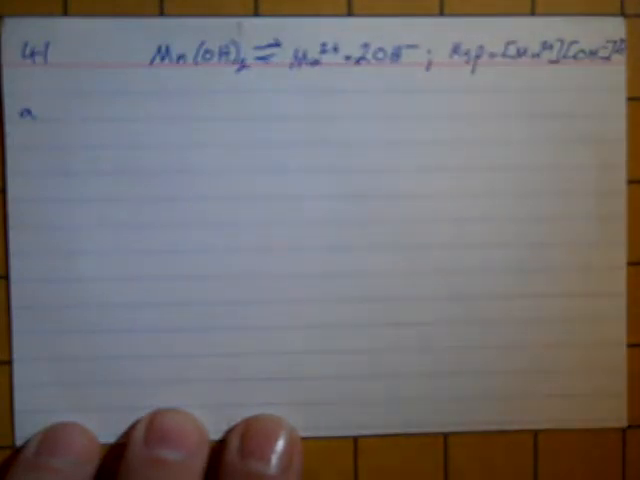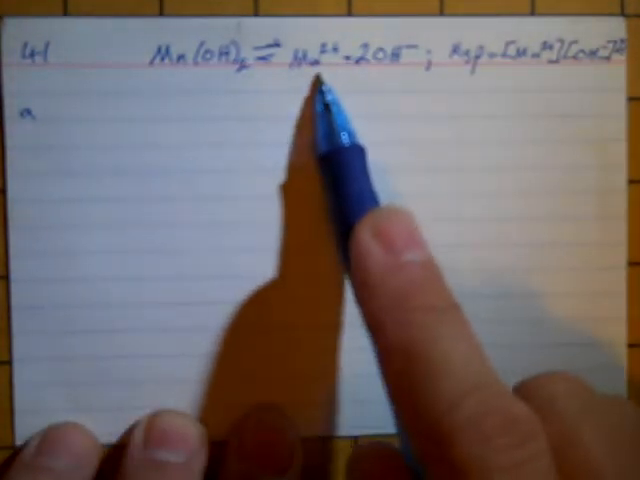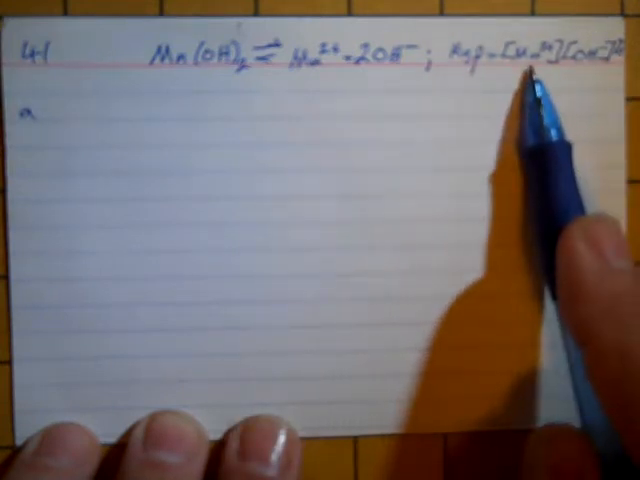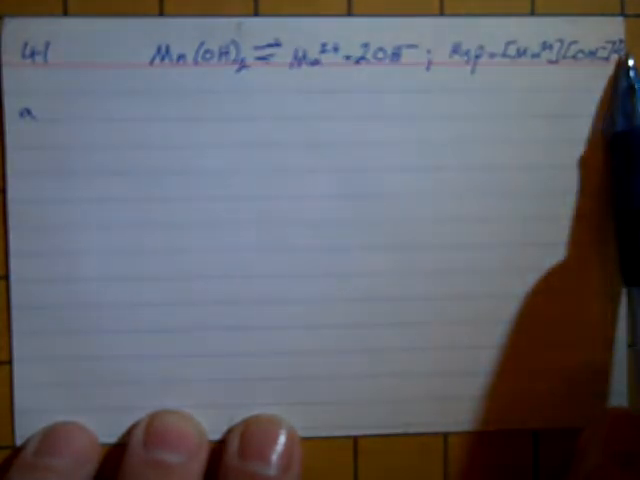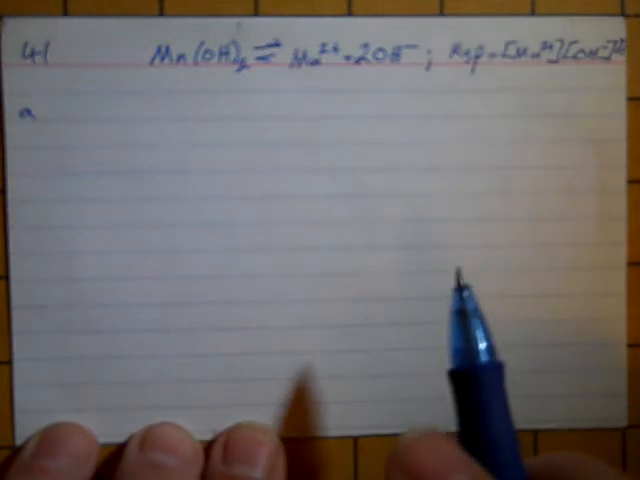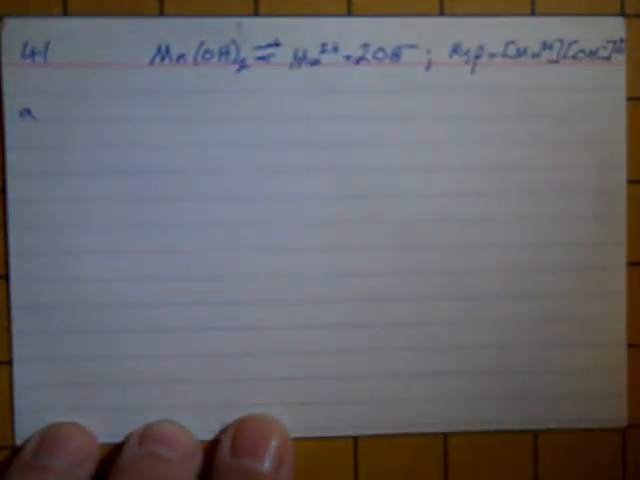Number 41 from the book is another common ion type of problem. We have manganese hydroxide, which splits up into one manganese and two hydroxide ions. The Ksp is going to be equal to the concentration of manganese times the concentration of hydroxide squared. And we are looking for the solubility, so we are given the Ksp for manganese hydroxide. Rather, we look it up in the back of the book.